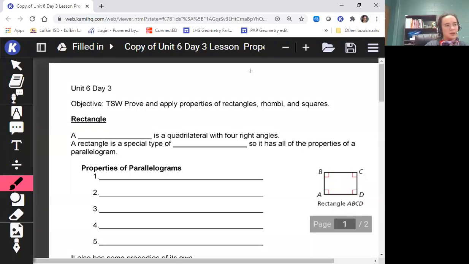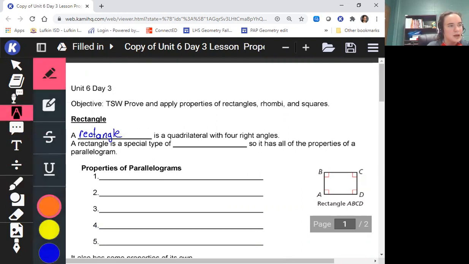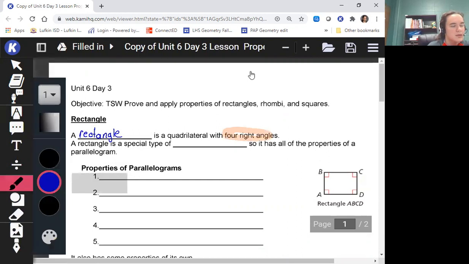Today we are working on special parallelograms. So first off, we're looking at rectangles. Remember that a rectangle is a quadrilateral that has 4 right angles. And those 4 right angles are in the corners of your rectangle. And again, a rectangle is a special kind of parallelogram.